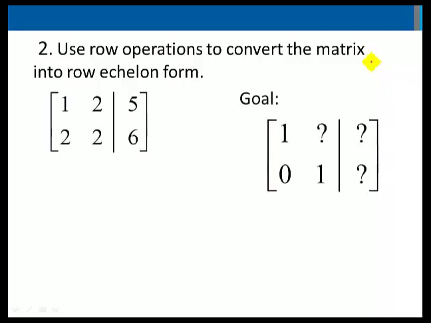And I have a guide I go by here. The first thing I want is a 1 in row 1, column 1, followed by a 0 in row 2, column 1, followed by a 1 in row 2, column 2. So I can see in this matrix I already have a 1 in row 1, column 1. The next thing I want to do is try to get a 0 right below that.